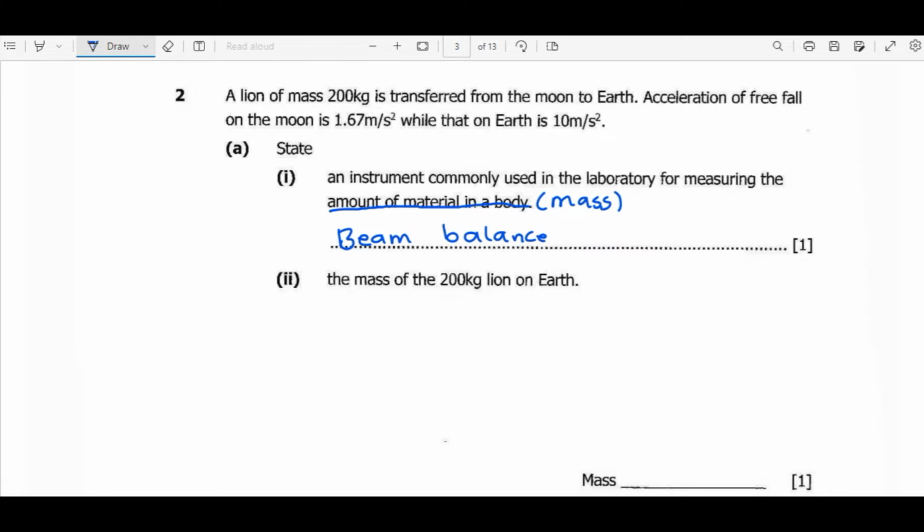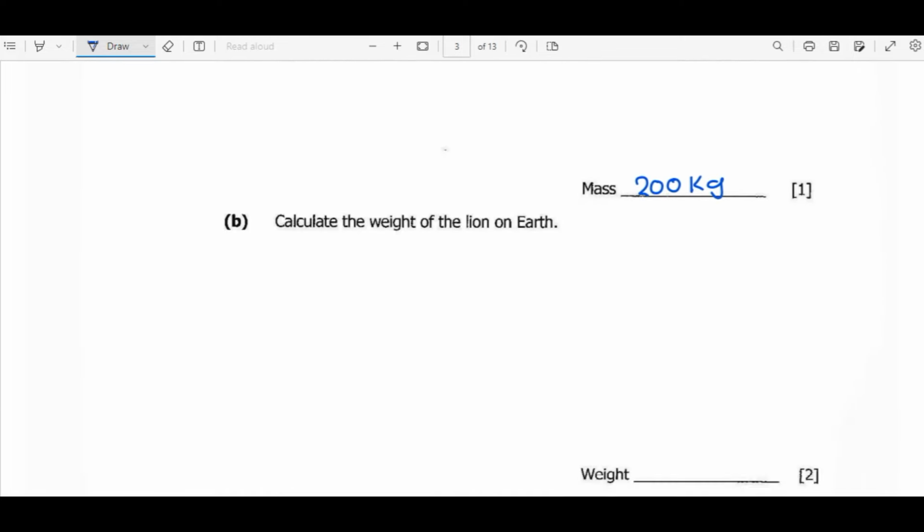Then we move on to the next part. State the mass of the 200 kilograms lion on earth. This 200 kilograms is the mass of the lion on the moon. Now we want to look at its mass if the lion is taken to the earth. The mass is still 200 kilograms. Why? Because mass is constant, so mass doesn't change.